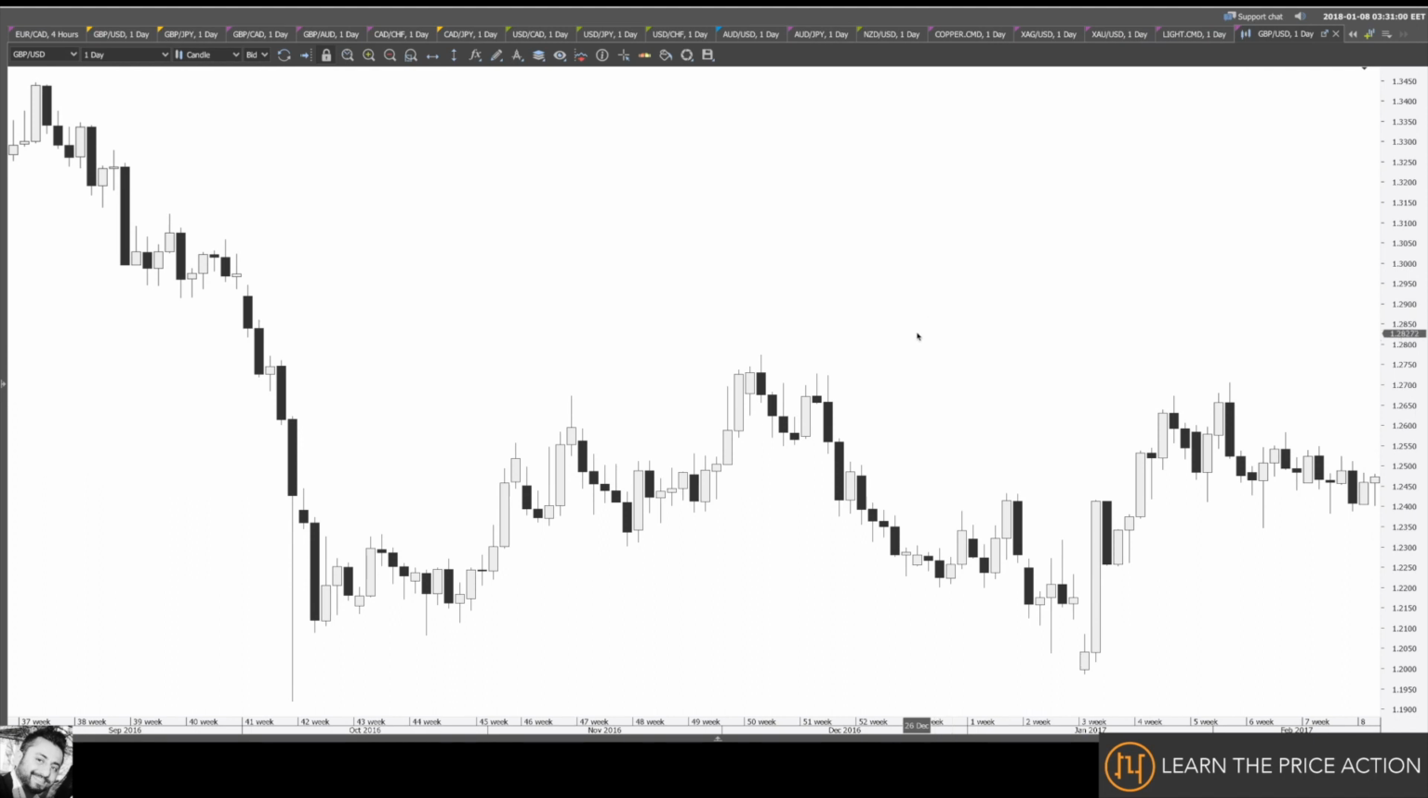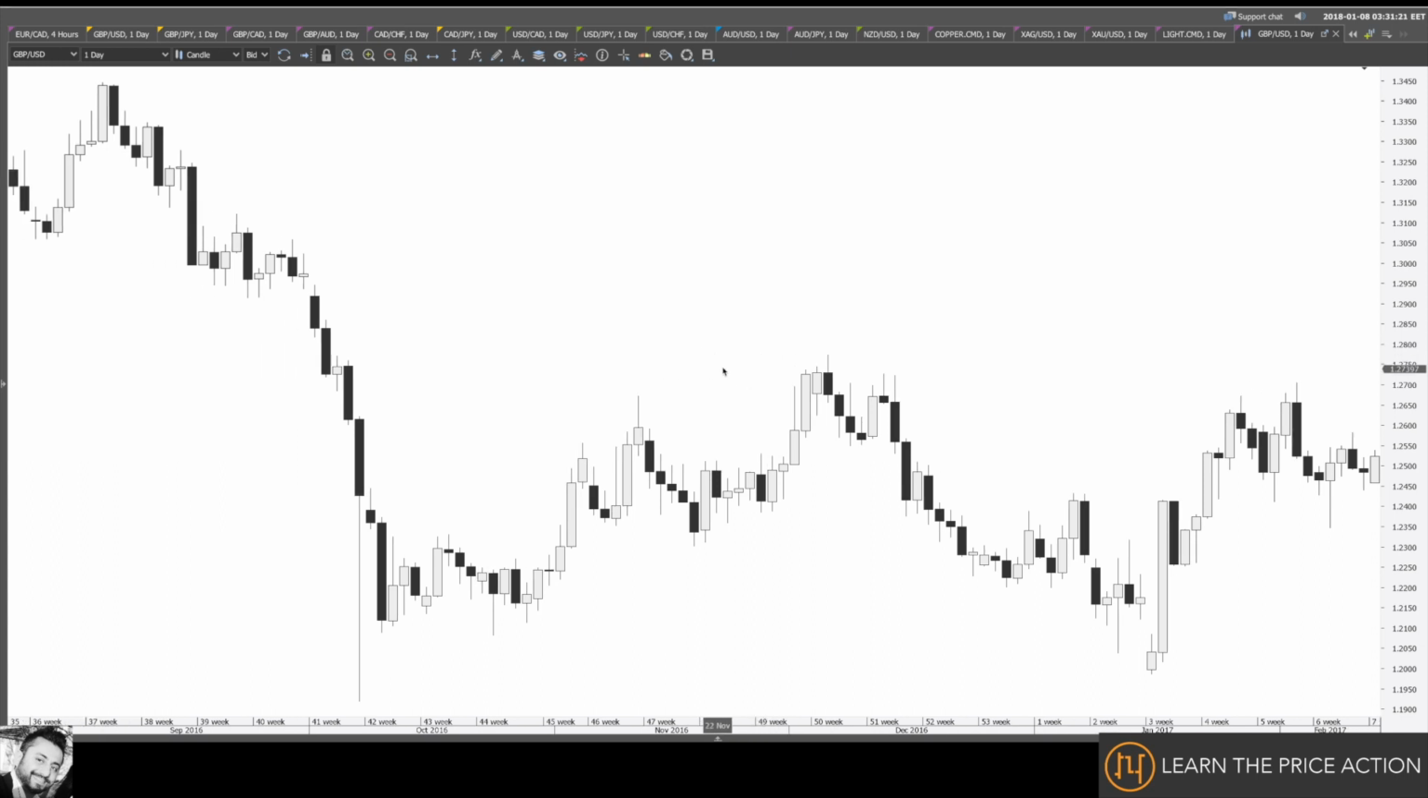thepriceaction.com. Today I'd like to show you a method of trading the inside bars and how you can take advantage of the setups that happen time and again in the market. I'm looking at a GBP US dollar daily chart, and what I'd like to show you is this particular set of inside bars that happen, and then how you would trade that.